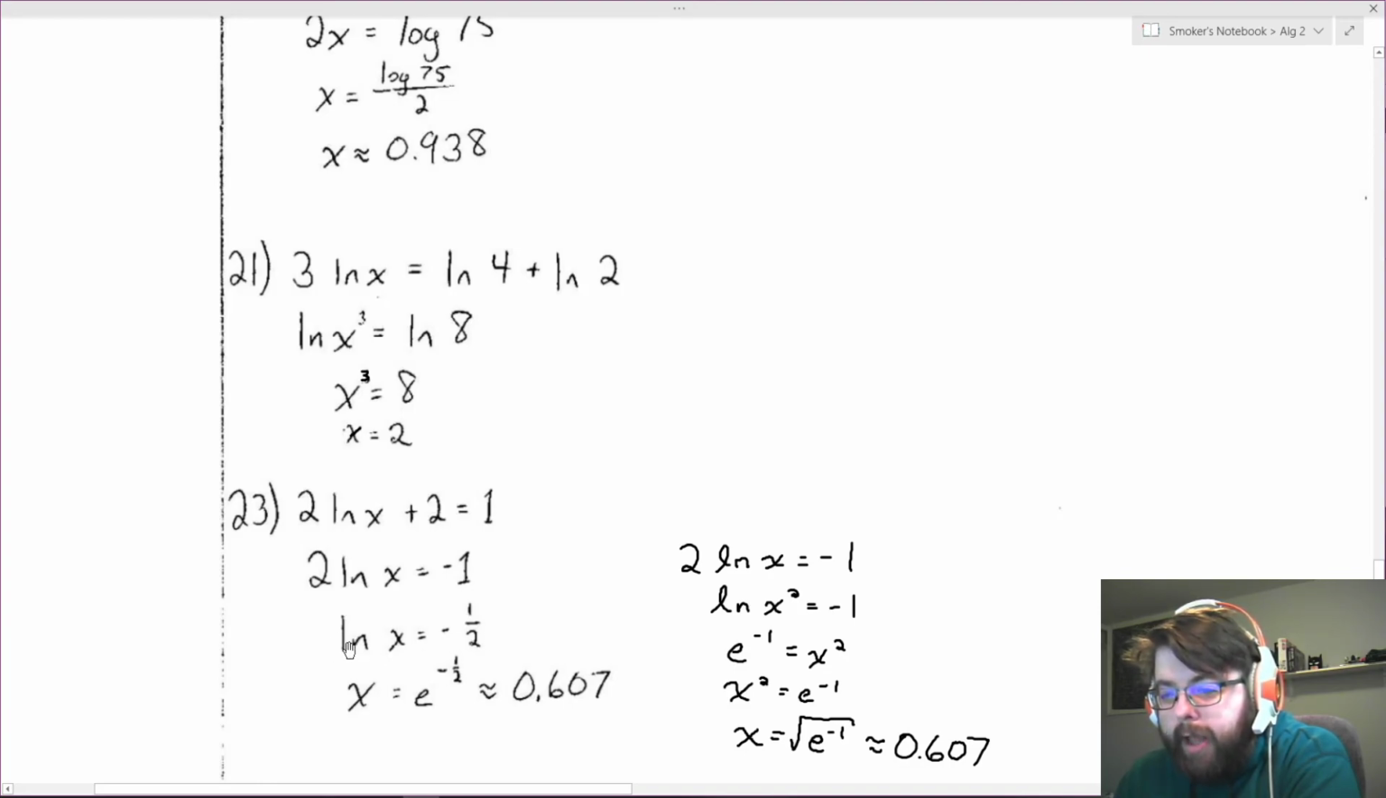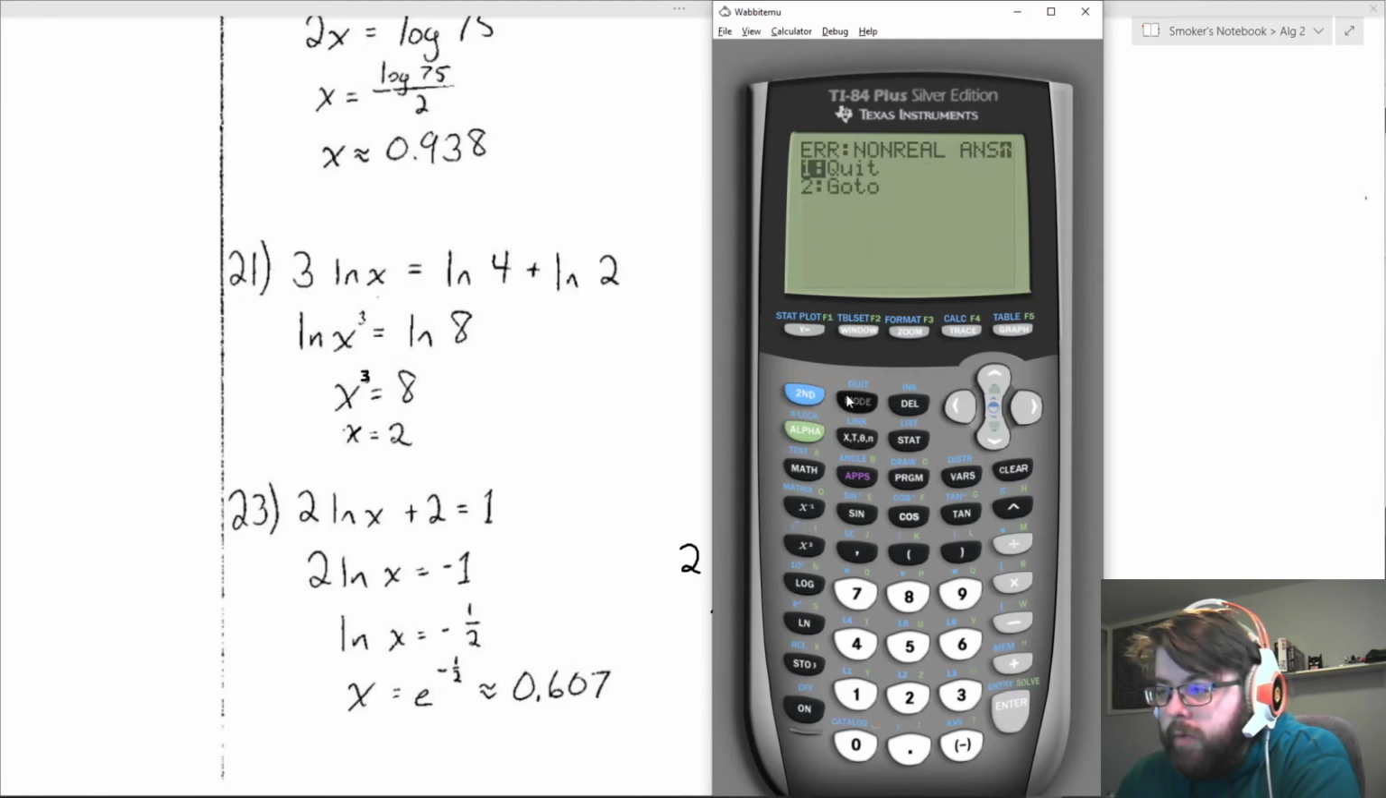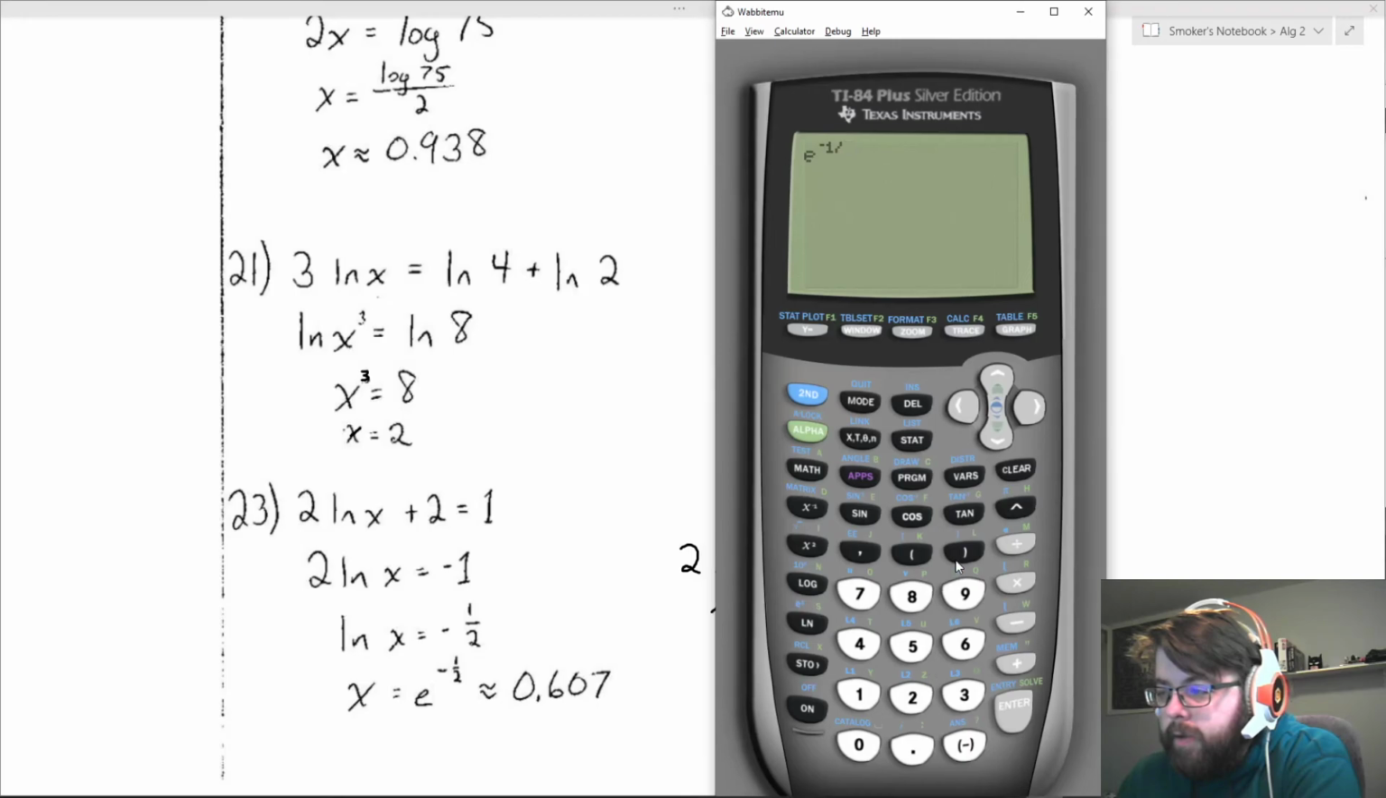And then I'm converting ln of x equals negative 1/2 to exponential form. So base e, x is going to be equal to base e to the power of negative 1/2. And e to the power of negative 1/2 is that decimal. What did I do wrong there? Oh, I didn't do e. I did ln. So that's the decimal 0.607.